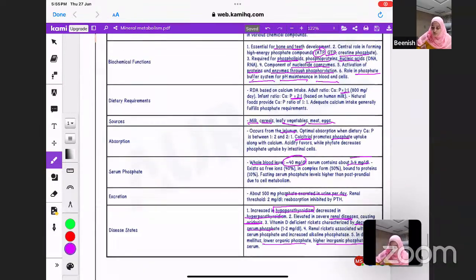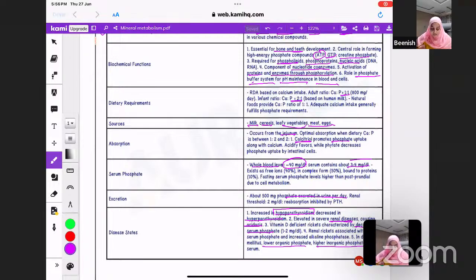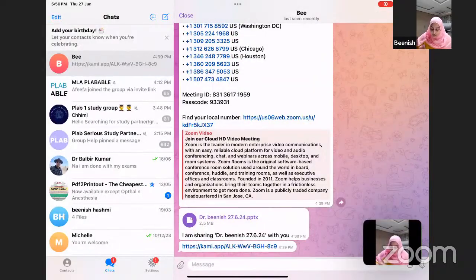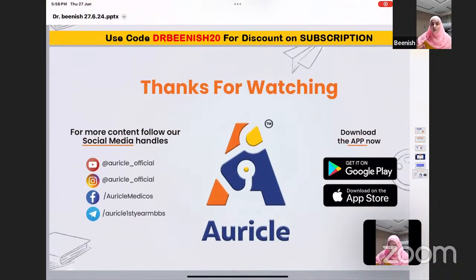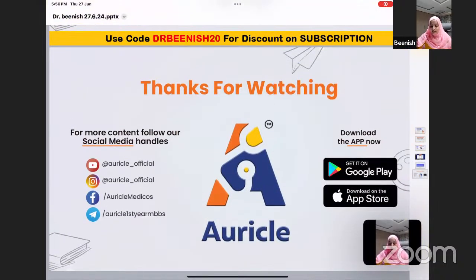So with this, we come to the end of our lecture on mineral metabolism. We've dealt with mineral metabolism, and in the next class, we'll be starting genetics. If you have any queries, you can ask before I end the lecture. Your iron and calcium are very important, especially your iron deficiency anemias. All your anemias are very important.